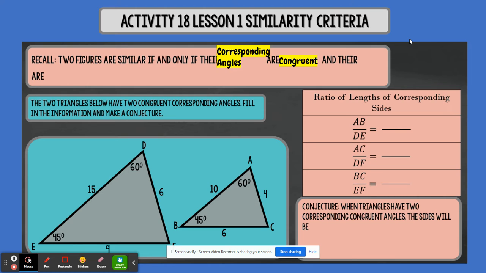So corresponding angles are congruent, and their corresponding sides are proportional. Now, some of you had a problem with proportions when we were doing the trig part. Remember, proportions mean that those ratios are going to be the same.